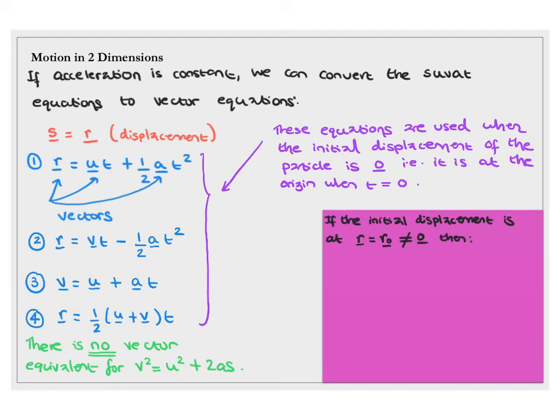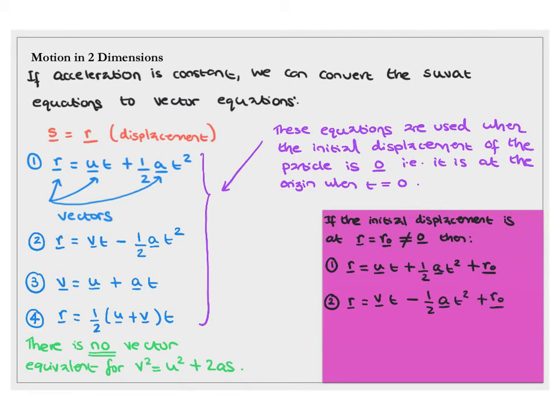So if the initial displacement of the particle is at a point with position vector r equal to r0, which is not the origin, not the 0 vector, then the equations for displacement, equations 1, 2 and 3, can be converted as follows. So equation 1 becomes r equals ut plus a half at squared plus r0. So we're simply adding on the initial displacement of the object. Equation 2 becomes r equals vt minus a half at squared plus r0.